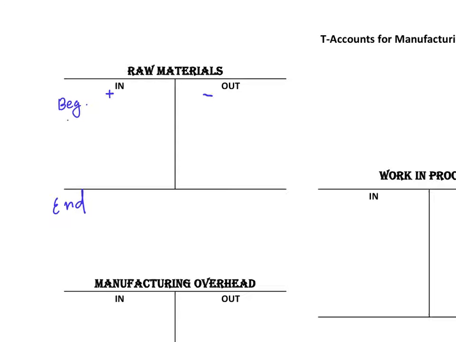Raw materials increases with materials purchased. Materials purchased can either be direct materials or indirect materials. Both of those are added on the debit side to raw materials.